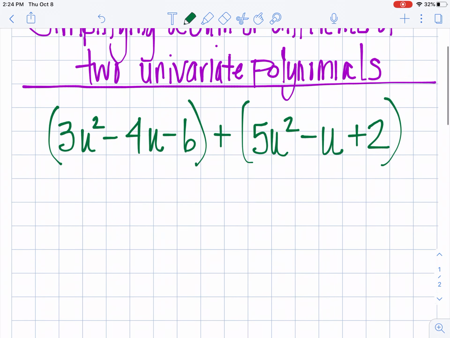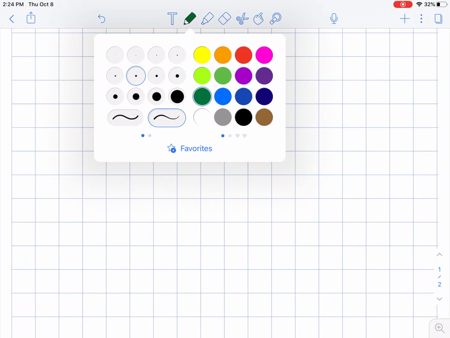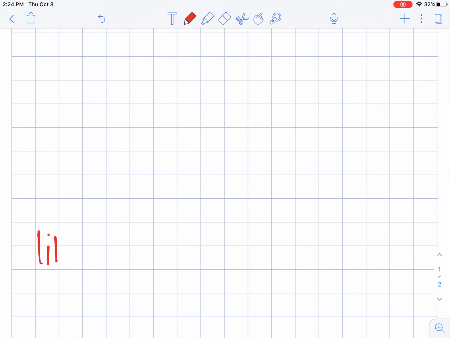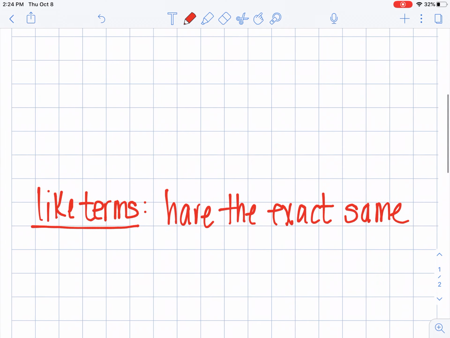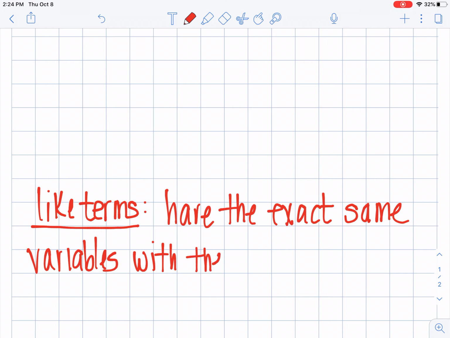So I'm going to zoom this down here and we're going to talk about like terms for a second, because it's important that you understand what those are in order to add or subtract polynomials. So like terms, they have the exact same variables with the same exponents.